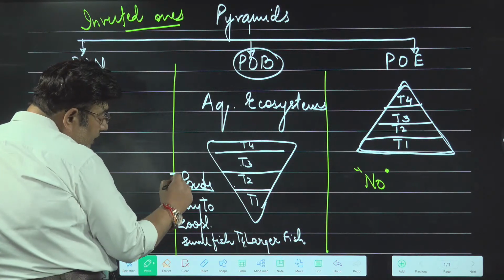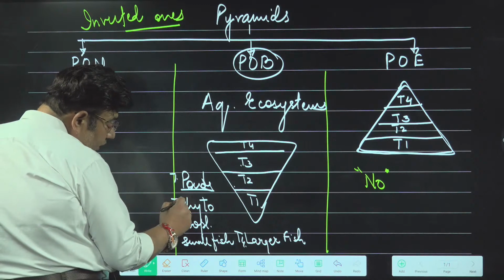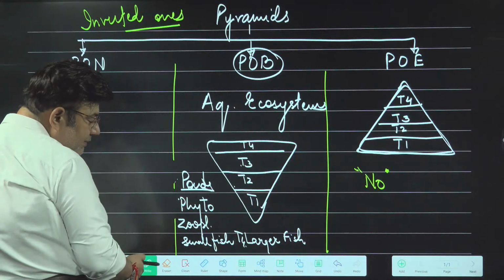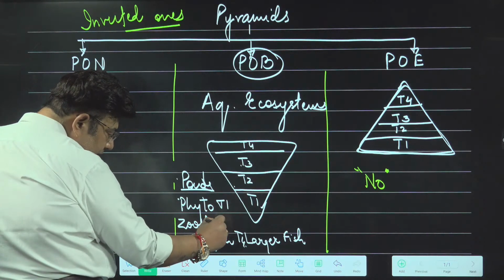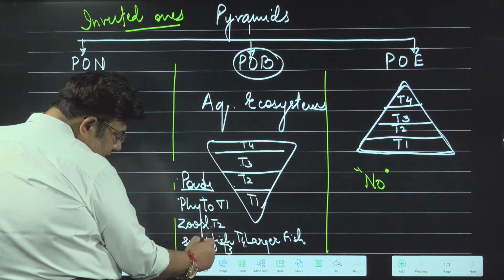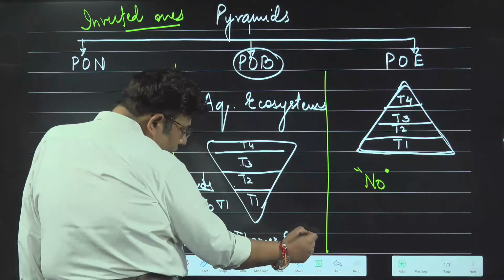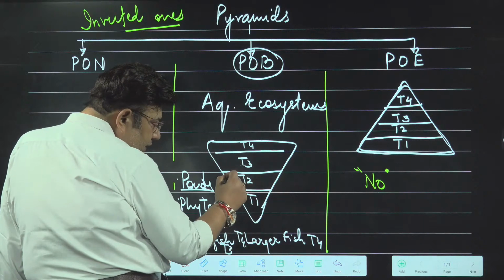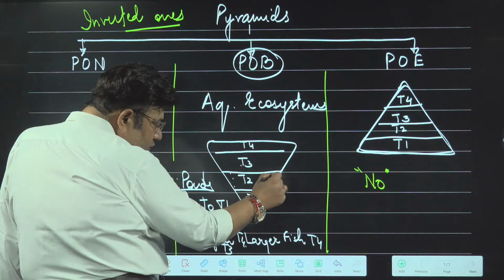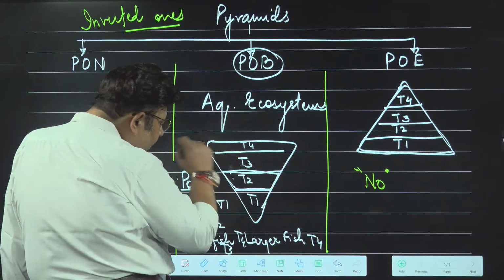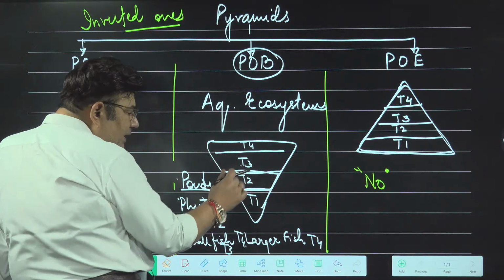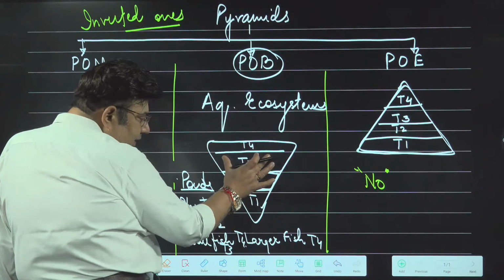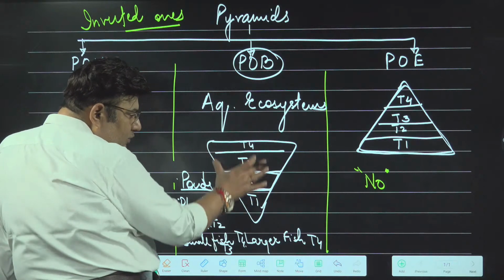What has been noticed is that the biomass, the total organic matter, keeps on decreasing. This is T1, T2 is zooplankton, T3 is small fish, and T4 is the larger fish. The total biomass of the zooplankton is found to be more than the total biomass of the phytoplankton. Similarly, the total biomass of the zooplankton is lesser than that of the small fish. And now you understand the trend.